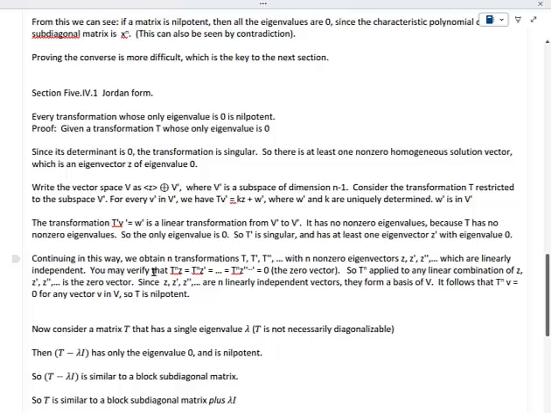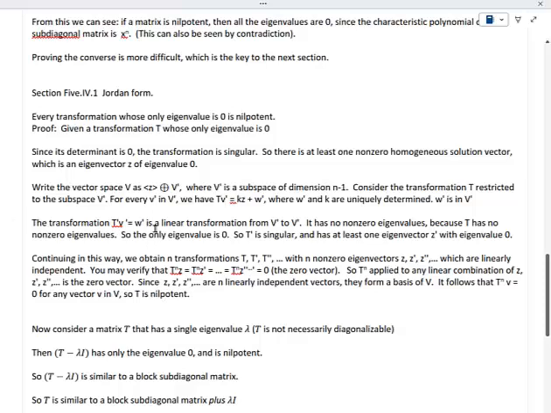So you can verify that if you apply T^n to all of these basis vectors, you will get 0. Since T^n applied to any basis vector is 0, T^n applied to any linear combination of the basis vectors is also 0. So these are n linearly independent vectors in an n-dimensional vector space, so they form a basis. It follows that T^n is 0 for any vector in V, so T is nilpotent.